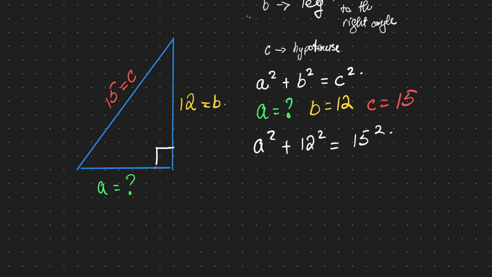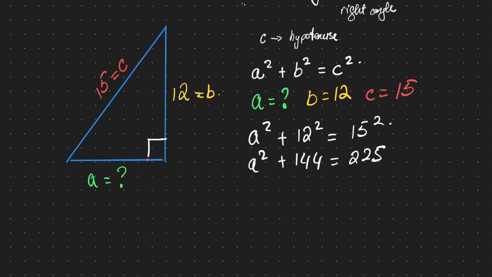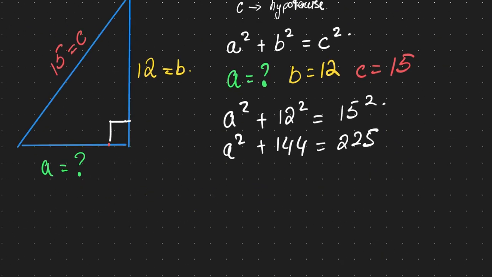What do we do now? Well, we square everything. We don't know what A squared is, so we're going to leave it as it is. So 12 times 12 is 144, equals 15 times 15 is 225. Now here we're going to treat it as if we're solving an equation. Here's our variable, A squared.